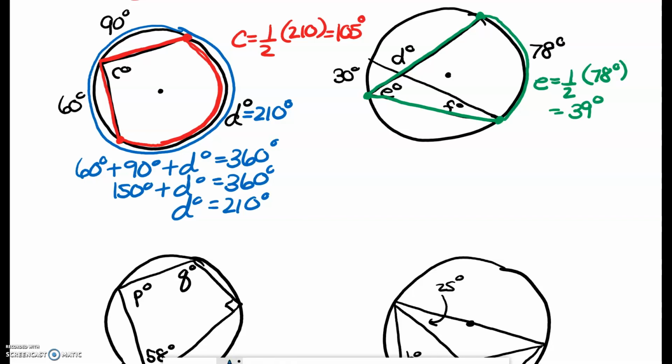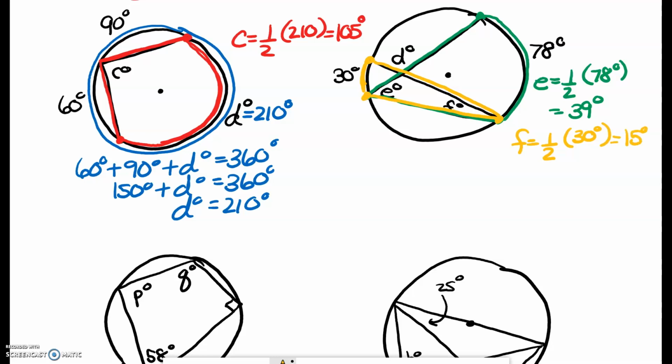So now let's go ahead and trace F. F looks like this. So its endpoints are here, so its arc is right here. So F is going to be 1/2 of its arc length. Its arc measure, I should say. So F is 15 degrees.